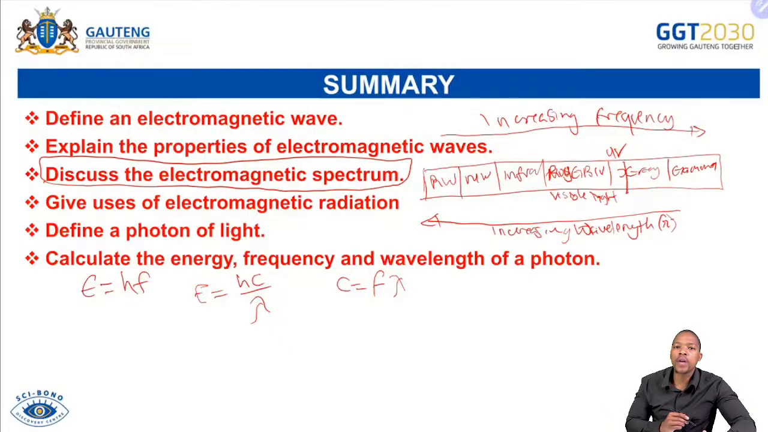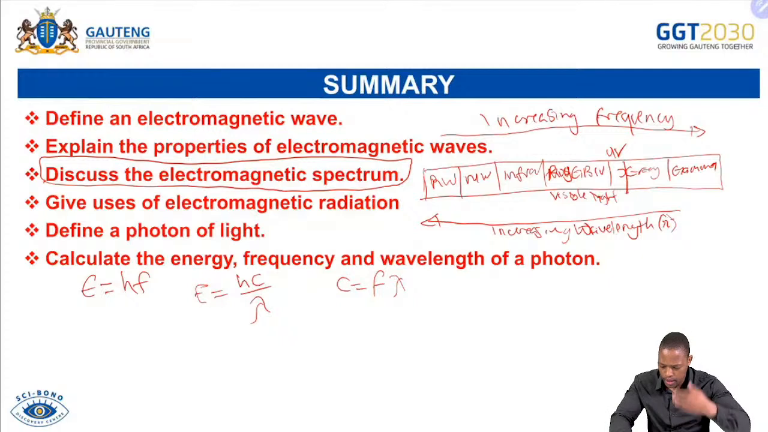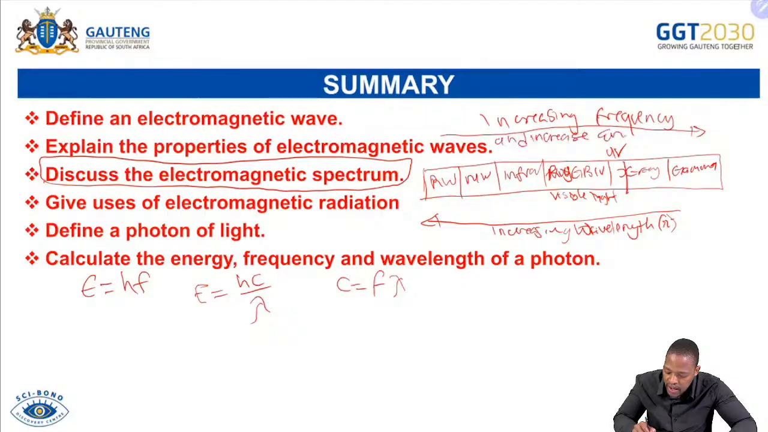So the radio waves have the longest wavelength, while the gamma rays have the shortest wavelength. But the radio waves have the lowest frequency, while the gamma rays have the highest frequency. An increase in frequency will cause an increase in energy. So here they increase in frequency and they increase in energy going in the direction of the gamma rays.